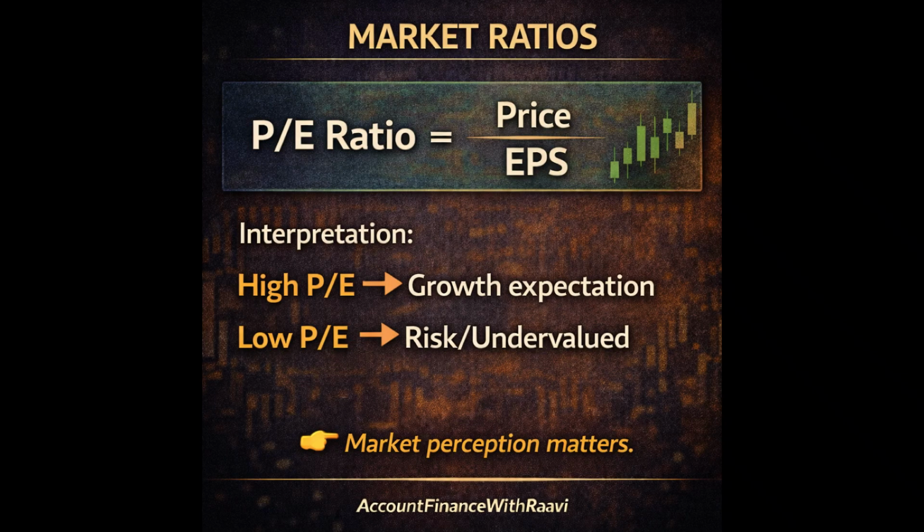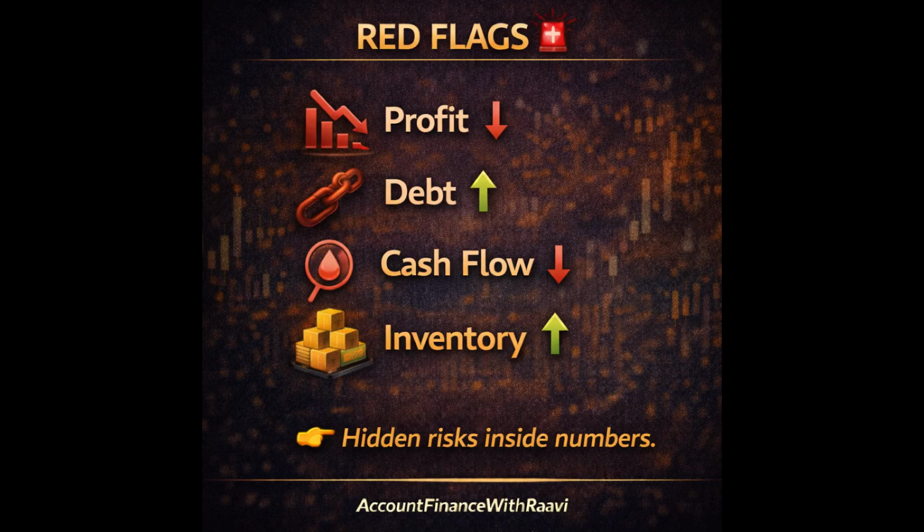The next one is market ratios. Market ratios mainly focus on market perception. One of the most commonly used market ratios is the price earning ratio. If a company has a high price earning ratio, we can consider it as growth expectation. And if a company has a low price earning ratio, we may assume it as risky, or we can also consider that the stock is undervalued.